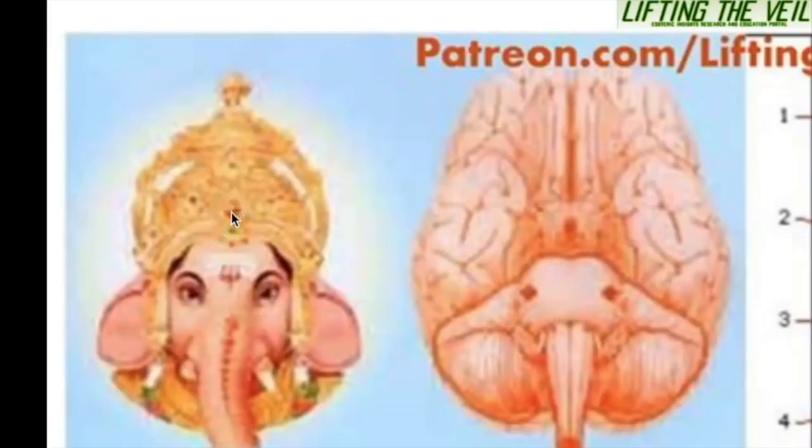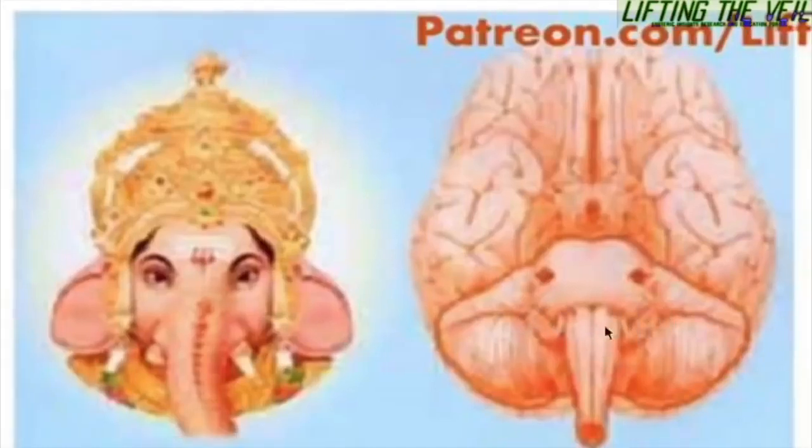And then you have the little gem on the crown of Ganesh, which is the exact representation of the location of the pituitary gland. This is the pituitary gland, located right at the base of the optic chiasma.